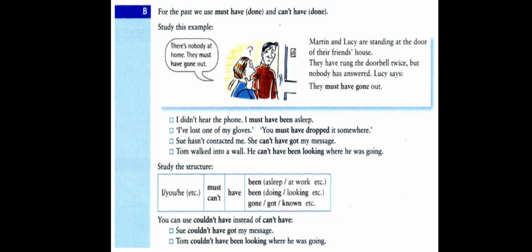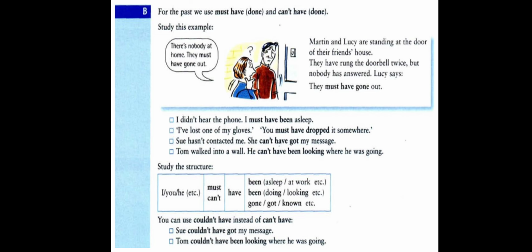If it is a negative inference, then we use can't plus have plus past participle. This is a past inference. So it becomes like this: I can't have been asleep. I can't have been at work. I can't have been doing. I can't have been looking. I can't have gone. I can't have got.